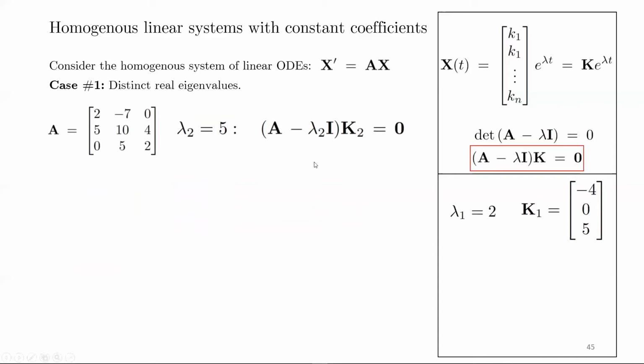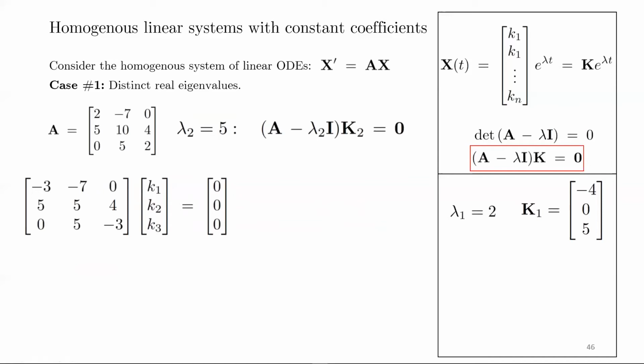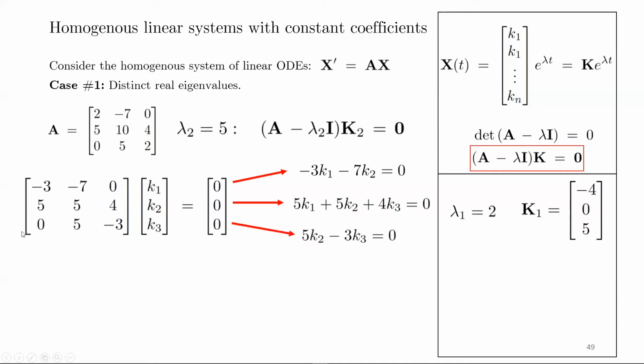Again, we're going to calculate (A minus lambda 2 I) times k2 equals 0, and I can write that in matrix form like so. Now let's read off these lines one by one. Negative 3 times k1 minus 7 times k2 plus 0 times k3 equals 0, so we get this equation here. 5 times k1 plus 5 times k2 plus 4 times k3 equals 0, so we get this equation here. And finally, 0 times k1 plus 5 times k2 minus 3 times k3 equals 0, or this equation here.